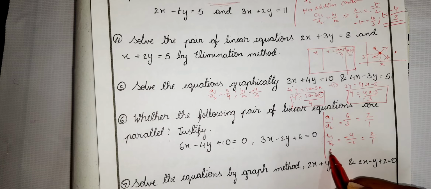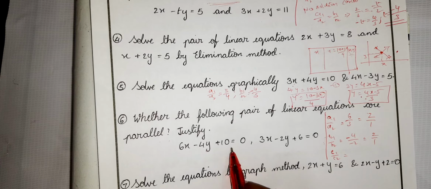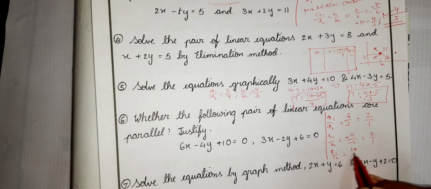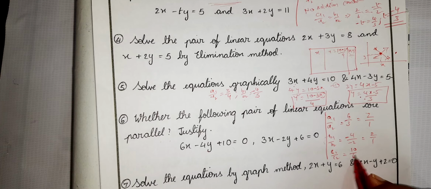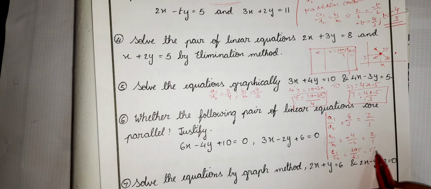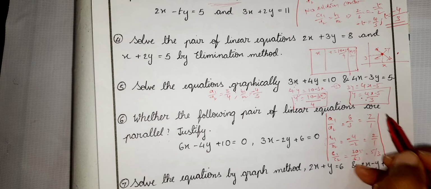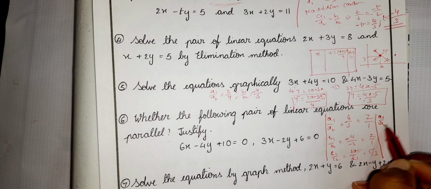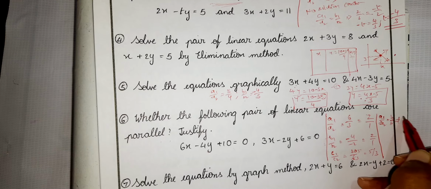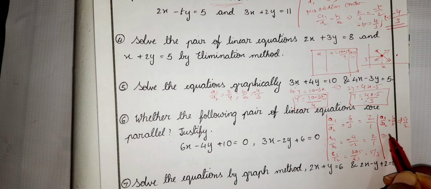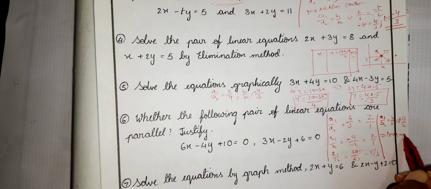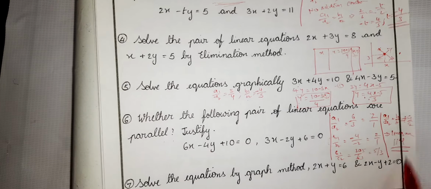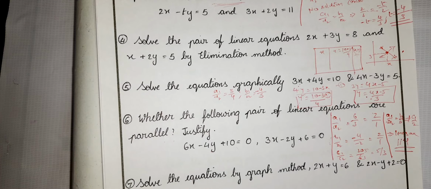Now see c1 by c2. c1 by c2 is equal to 10 by 6, which is equal to 5 by 3. That means, what is the conclusion you can make? a1 by a2 is equal to b1 by b2, but not equal to c1 by c2. This implies the lines are parallel. So, this is how you are going to show the pair of linear equations are parallel. Clear? So, this is how you have to write.